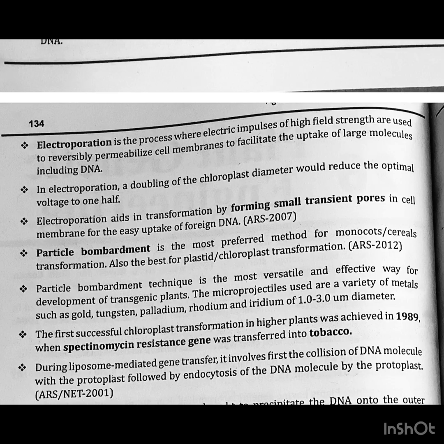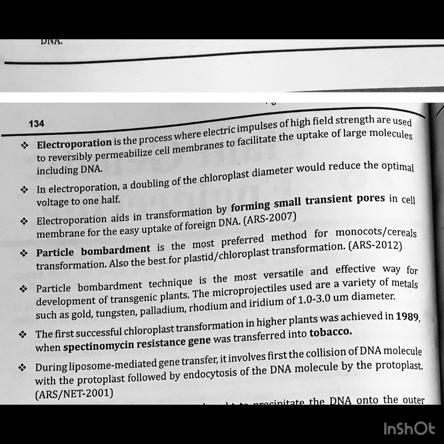Particle bombardment is the most preferred method for monocots. It is also the best for plastid or chloroplast transformation. Question asked in ARS 2012. The particle bombardment technique is the most versatile and effective way for development of transgenic plants. The microprojectiles used are a variety of metals such as gold, tungsten, palladium, rhodium, and iridium of 1 to 3 micrometer diameter.